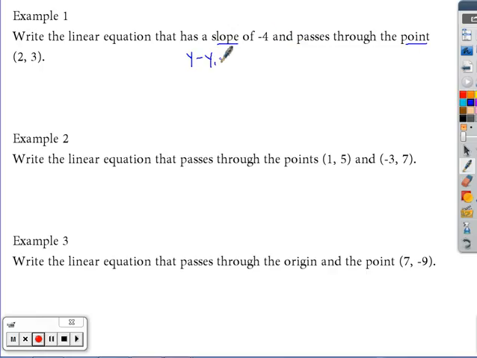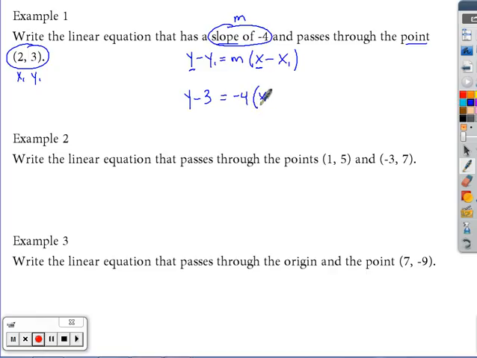So y minus y1 equals m times x minus x1. So we look at our given information, slope of -4 is our m value, and then our point (2, 3) ends up being our x1, y1 value. Okay, and then like I said, the x and the y, they stay the same. You don't change those. So what do I end up with? I end up with y minus 3 equaling -4 times x minus 2. Again, all I did was substitute the -4 for m, the 2 for x1, and the 3 for y1.